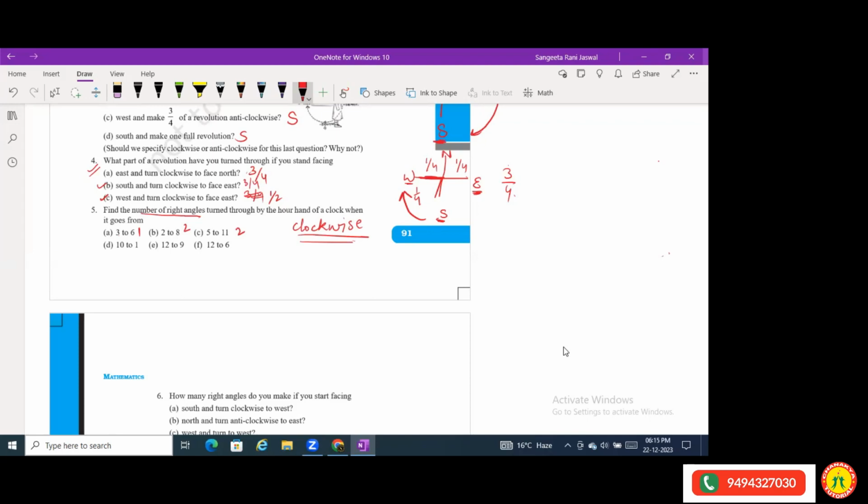1 right angle. Okay. Ma'am, I think this should be considered as anti-clockwise. Why anti-clockwise? Ma'am, we are doing clockwise the whole time. I thought something you are doing clockwise and something anti-clockwise. No, it's not by choice. Whenever nothing is mentioned, you must take it clockwise. Generally, in integers, when any number is written without any sign, we take it positive.